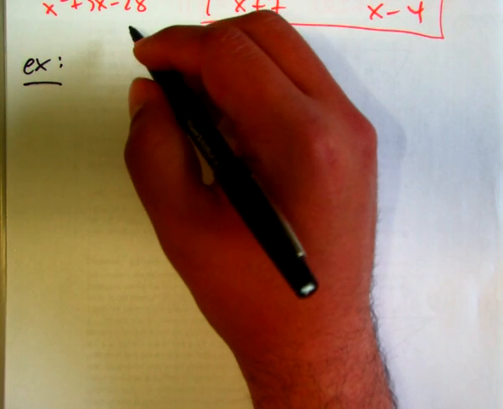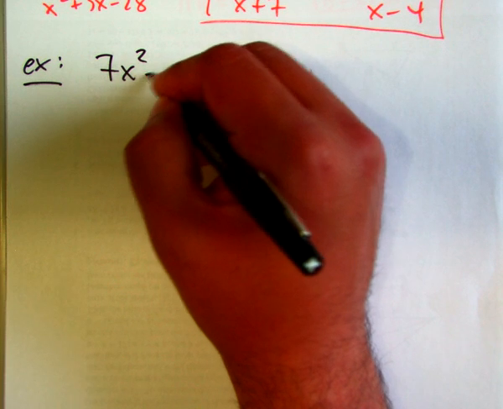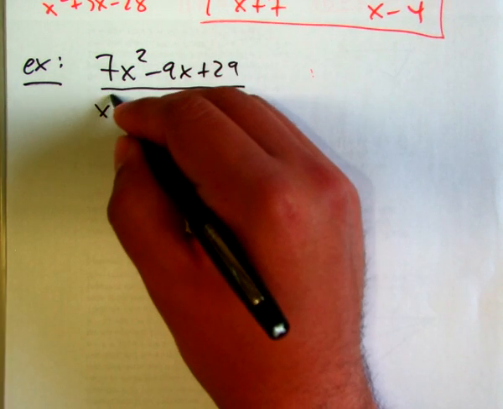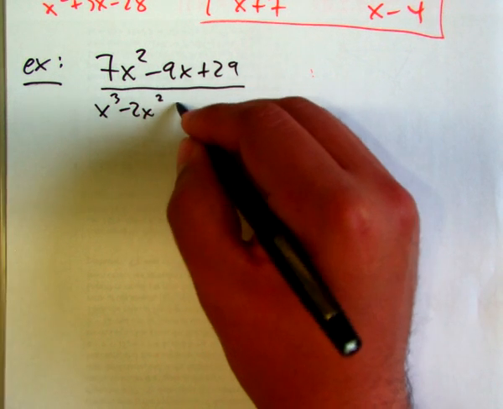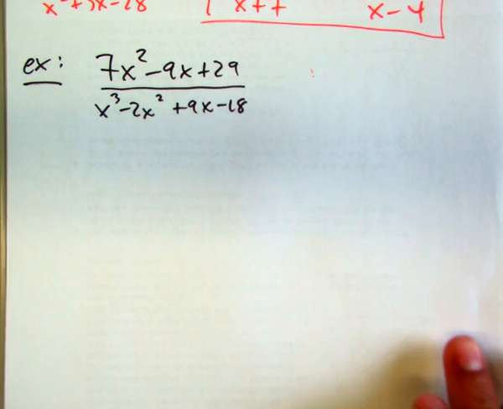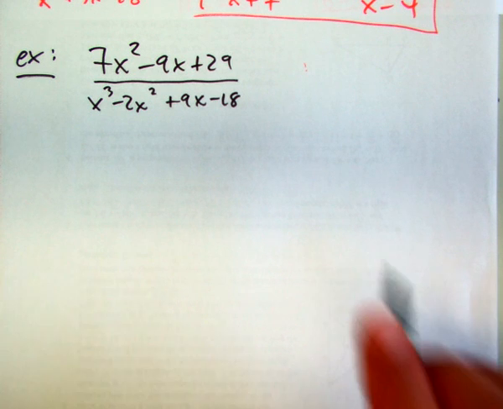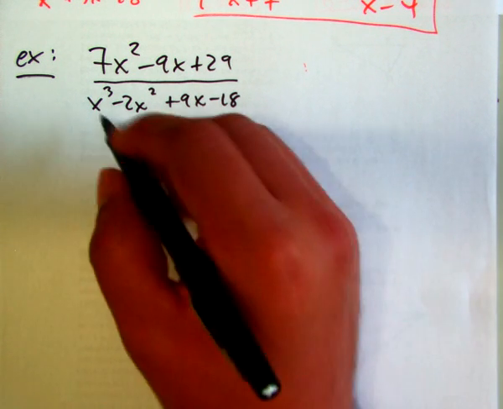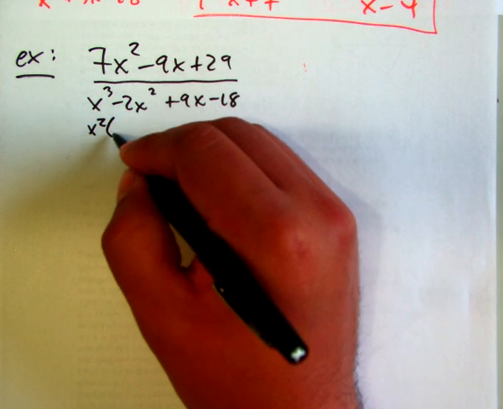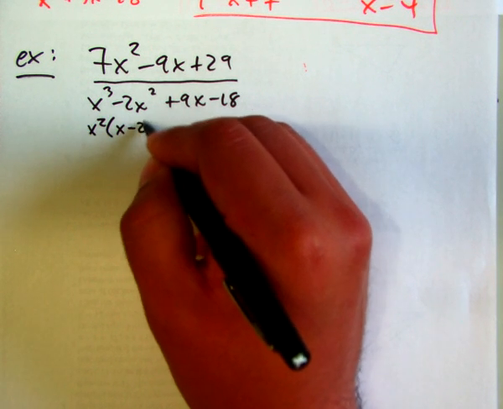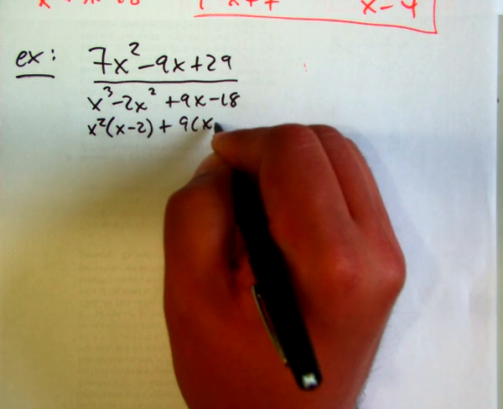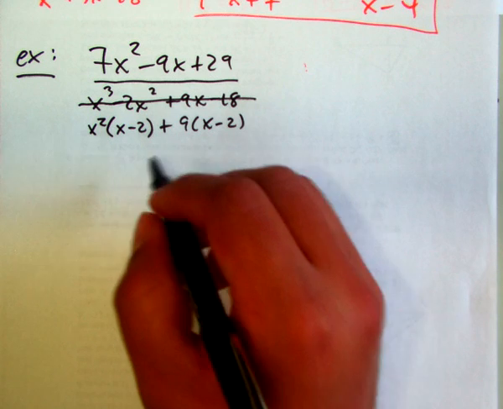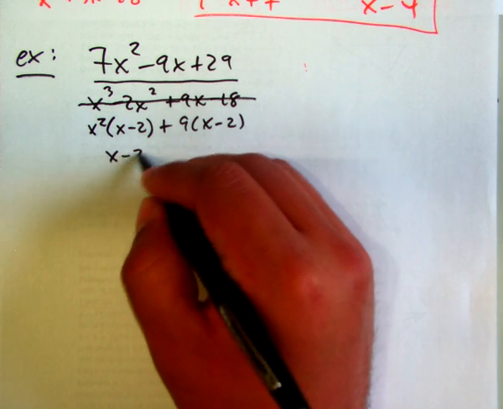Okay, let's say we have (7x squared minus 9x plus 29) over (x cubed minus 2x squared plus 9x minus 18). So first I'm going to try to factor the denominator. It's 4 terms, and if you try to group, it looks like you can take out x squared from the first two. Here you can take out a 9. So then, it looks like the denominator factors into (x minus 2) times (x squared plus 9).